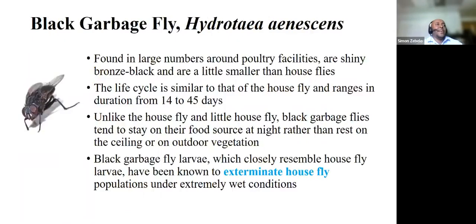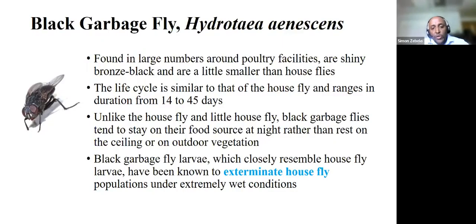The other fly that commonly inhabits poultry operations is the black garbage fly, which is found in large numbers around poultry facilities. They are shiny bronze black and a little smaller than houseflies. The life cycle is similar to that of the housefly and ranges in duration from 14 to 45 days. Unlike the housefly, the little housefly or black garbage flies tend to stay on their food source at night rather than rest on the ceiling or outdoor vegetation.